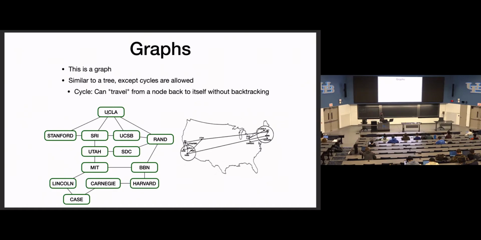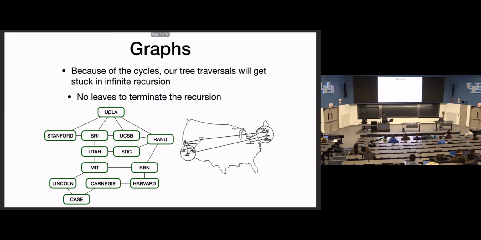Because if we allow cycles in trees, our recursion is going to go infinite. So our recursion in trees, our traversals, are going to make the recursive call on the child nodes, and then those child nodes will make recursive calls. Like UCLA will make recursive calls on all four of these children. Stanford is going to make a recursive call on SRI. SRI is going to make a recursive call on UCLA, and the others. And UCLA will make recursive calls back.